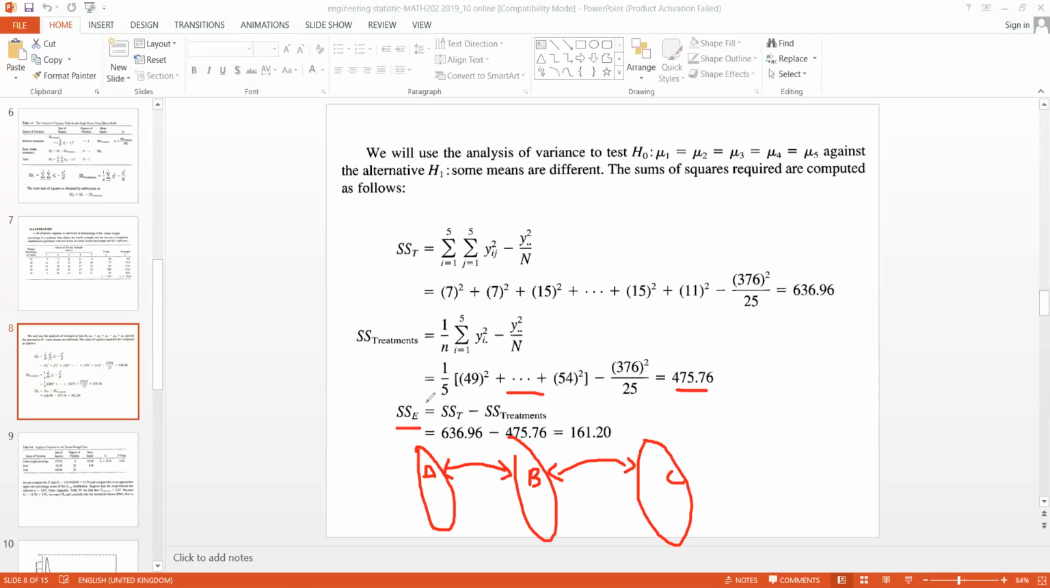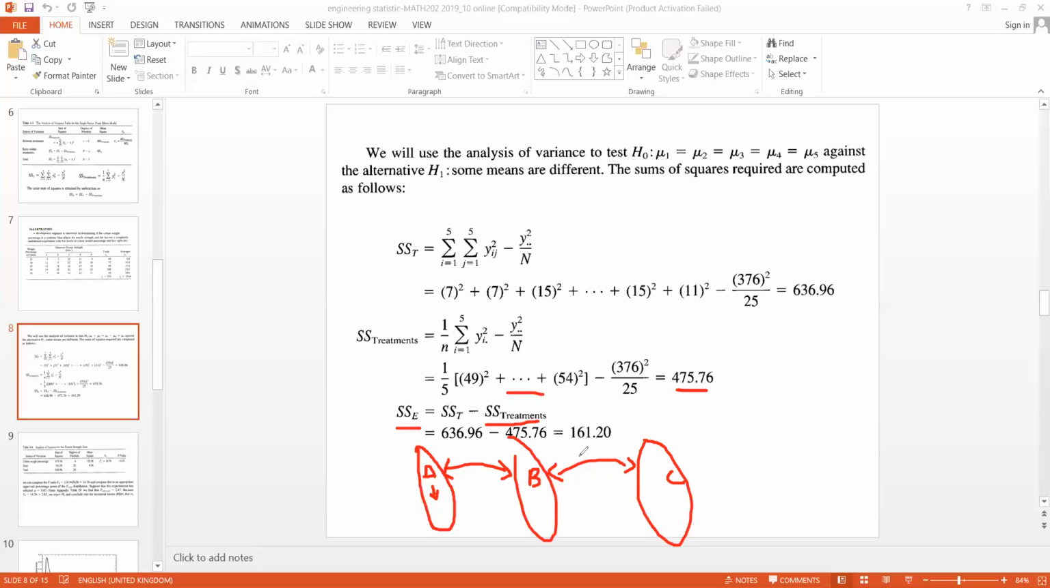But when it comes to the sum of square error, we are talking about the measurement errors within the groups themselves: the variation in the data within group A, within group B, and within group C. Those errors and the errors among the treatments add up to form the total error. So the sum of square error is the sum of square total, which is the total variation, minus the variation amongst the treatments.